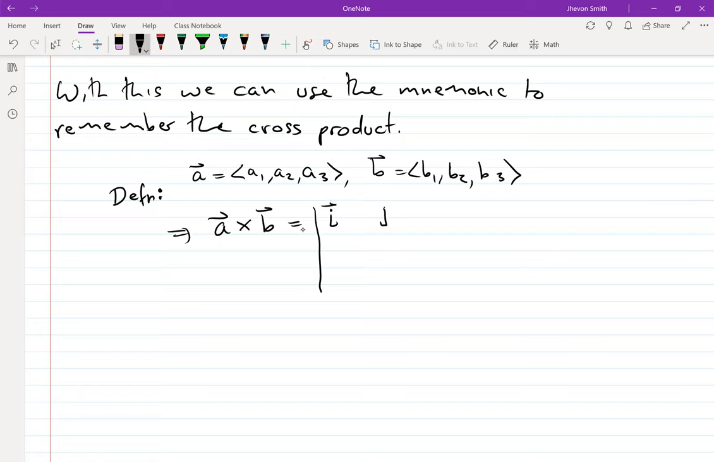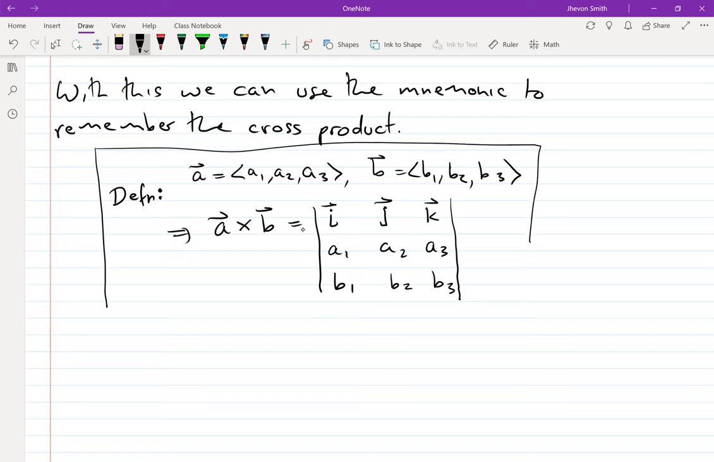I, J, and K runs along the first row. In the second row, I put the components of A, which is the guy on the left in the cross product. And in the last row, I put the components of B, which is the guy on the right in the cross product. And you can take that to be your definition of the cross product.